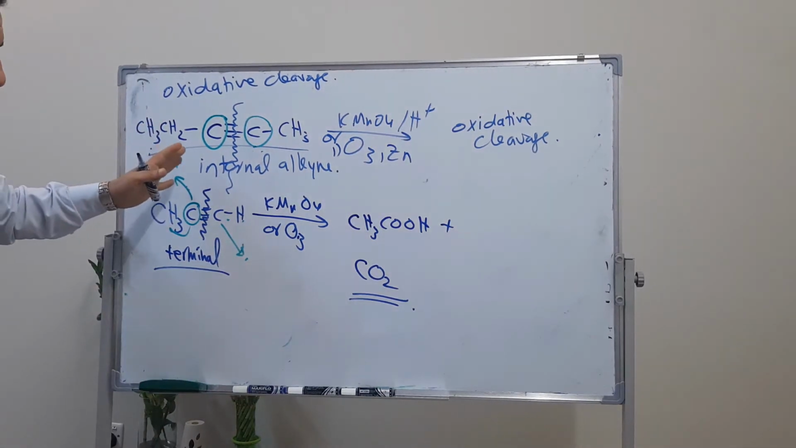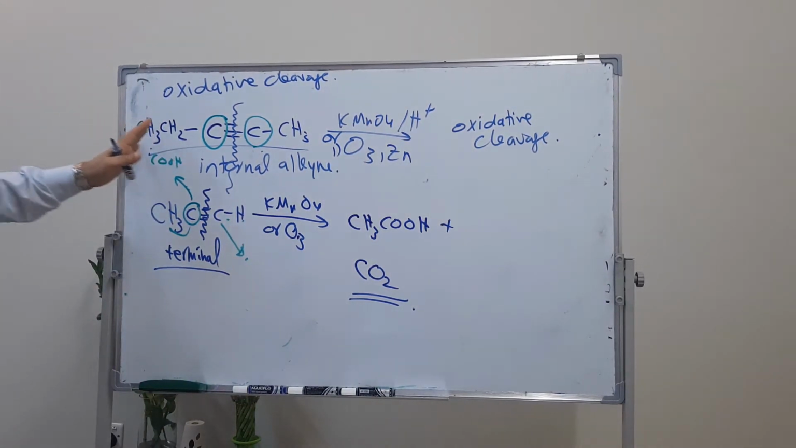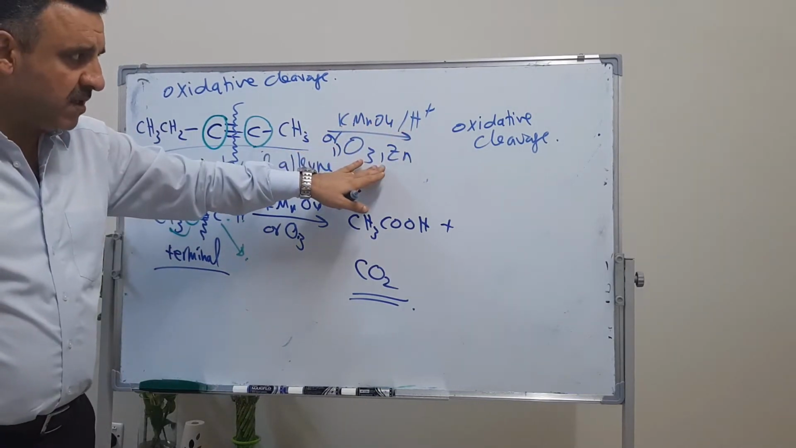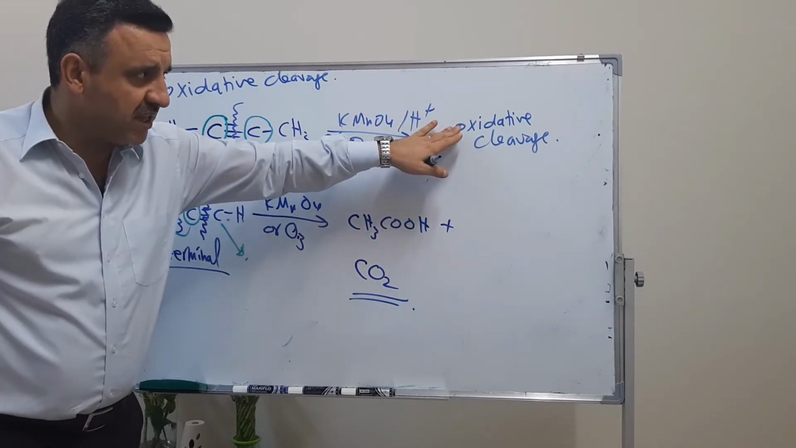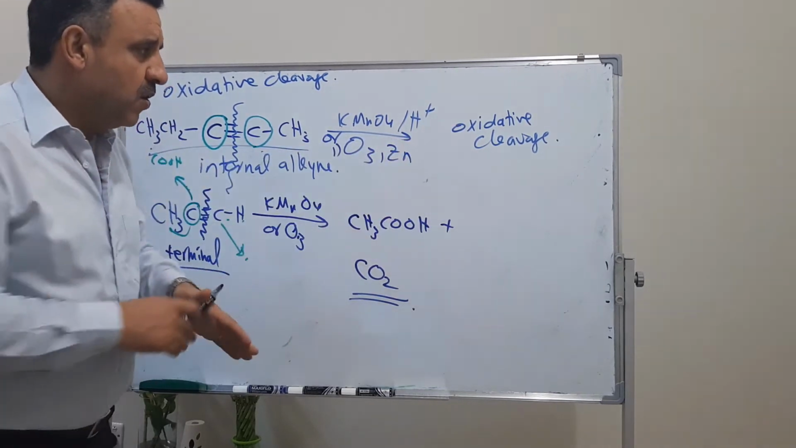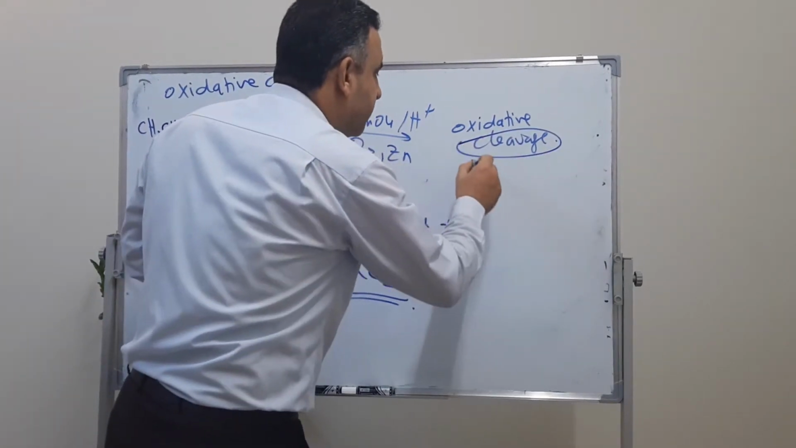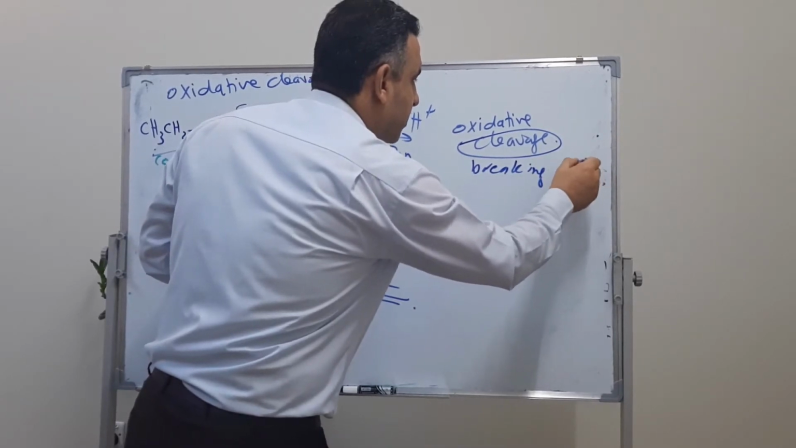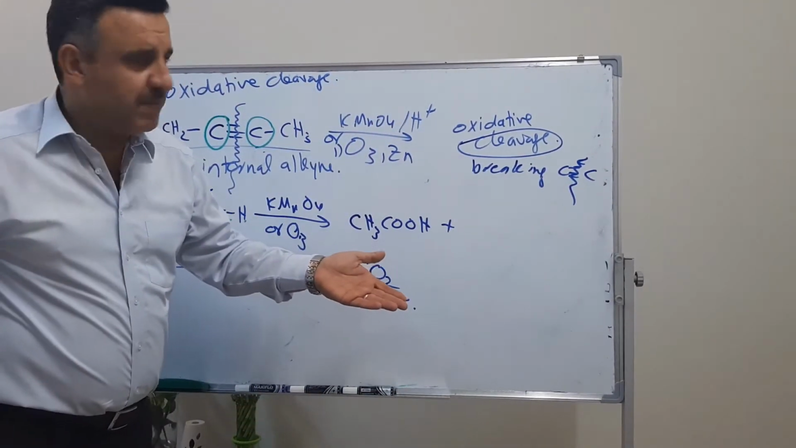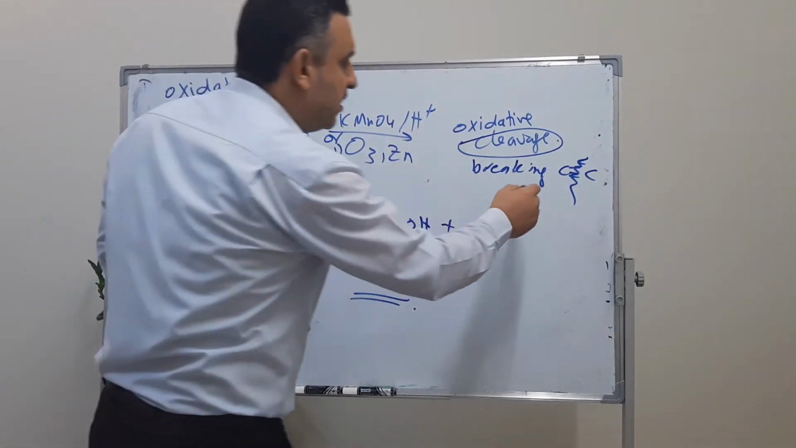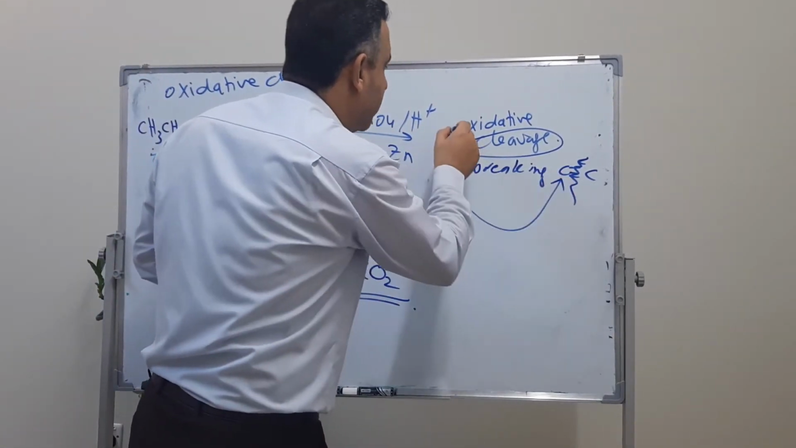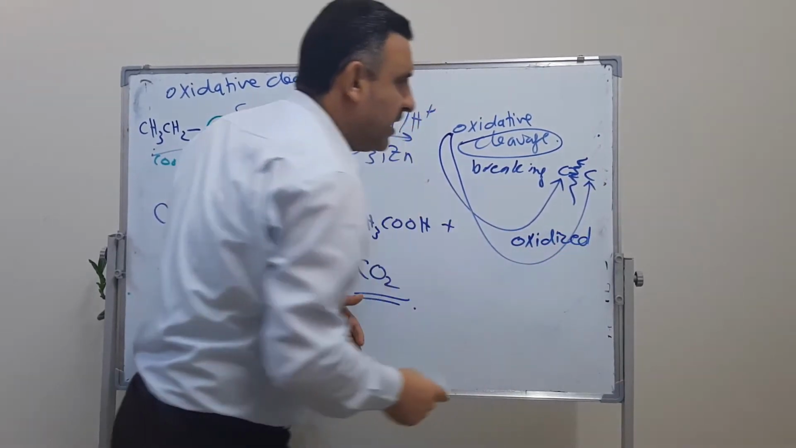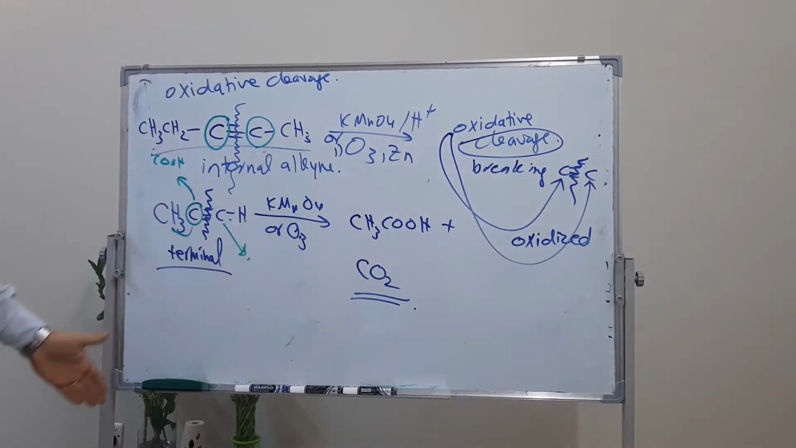The same thing here, when we allow alkyne to react with either KMnO4 or ozone. What we are going to get is oxidative cleavage. What does that mean? We are going to get breaking up of the carbon triple bond carbon. So this bond will be broken. Do you follow me? And the oxidation means each carbon here will be oxidized. How, and what's the product? This is what we are discussing now.